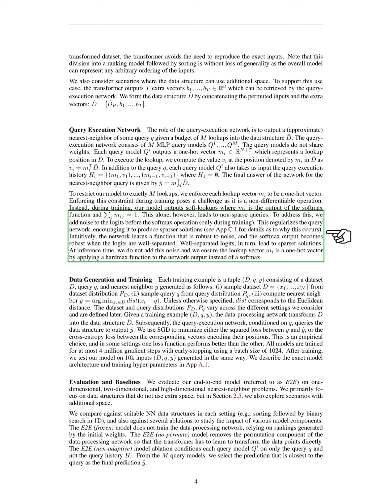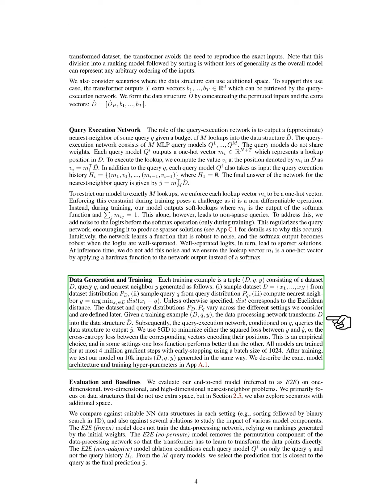Section: Data Generation and Training. In this section, we describe our process for generating data and training our model. Each training example consists of a dataset, a query, and the nearest neighbor. We start by sampling a dataset from a specific distribution, then we sample a query from another distribution. Next, we find the nearest neighbor by calculating the distance between the query and each data point, using the Euclidean distance unless stated otherwise. The distributions for the dataset and query vary depending on the specific scenario we are examining.